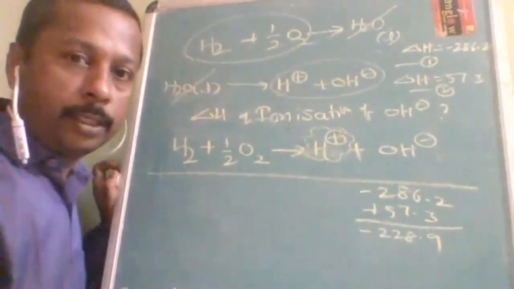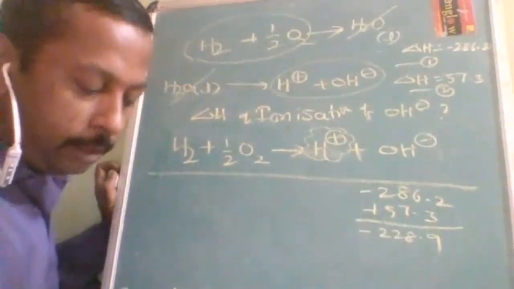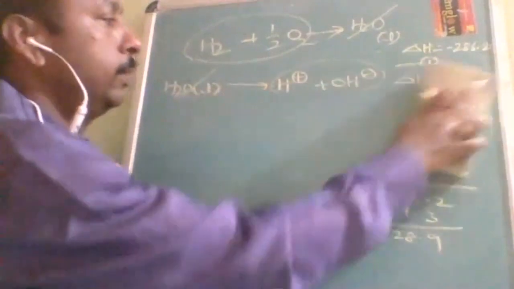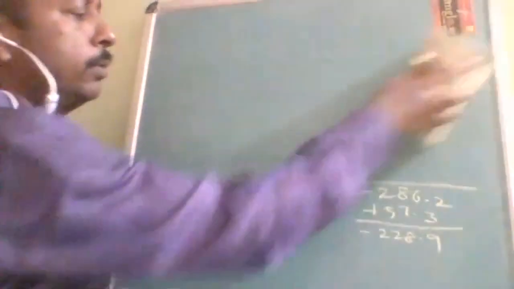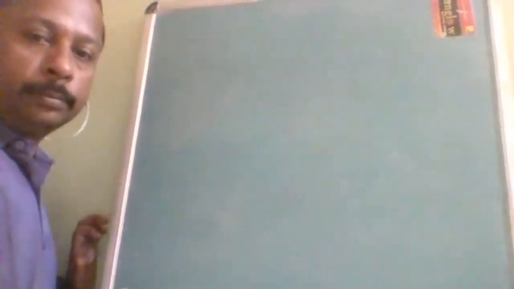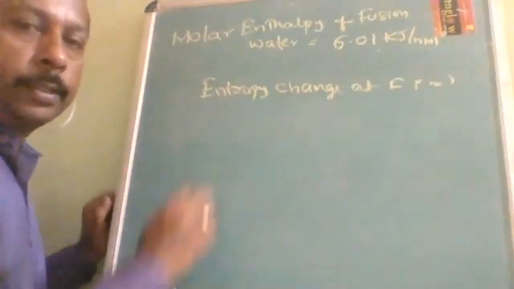Is it understood, students? So in this question, mainly you should remember that enthalpy of formation of H positive is 0, but OH minus is not. OH minus is how much? It is minus 228.9. Okay. Okay, this is the question.